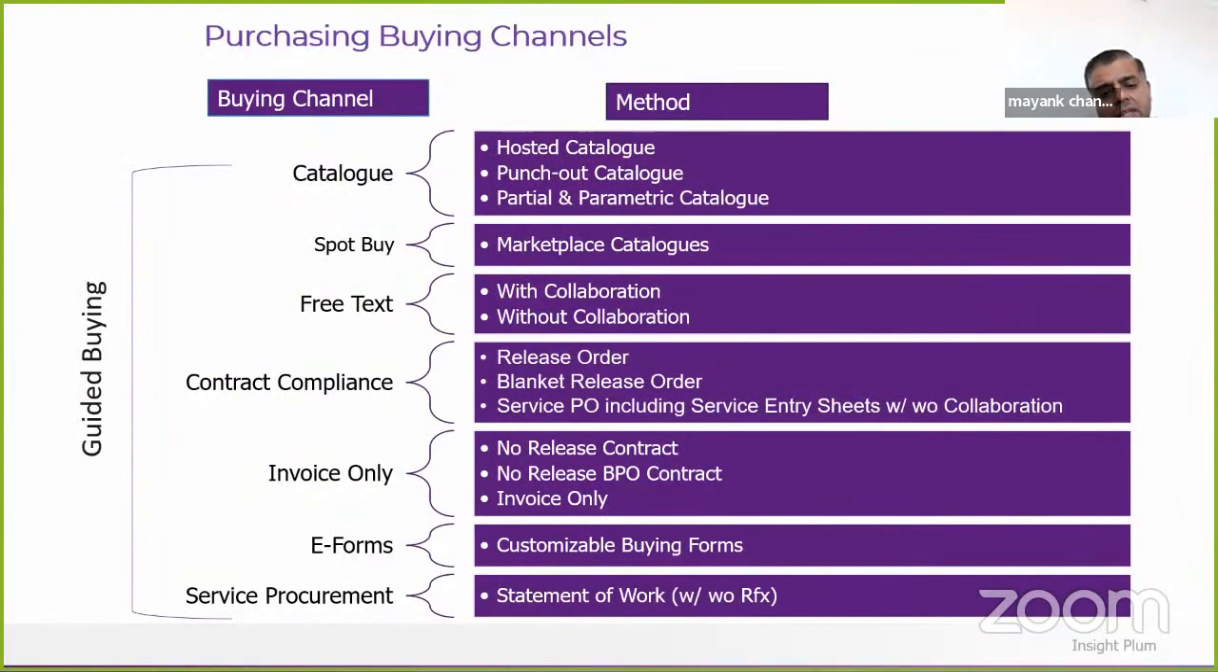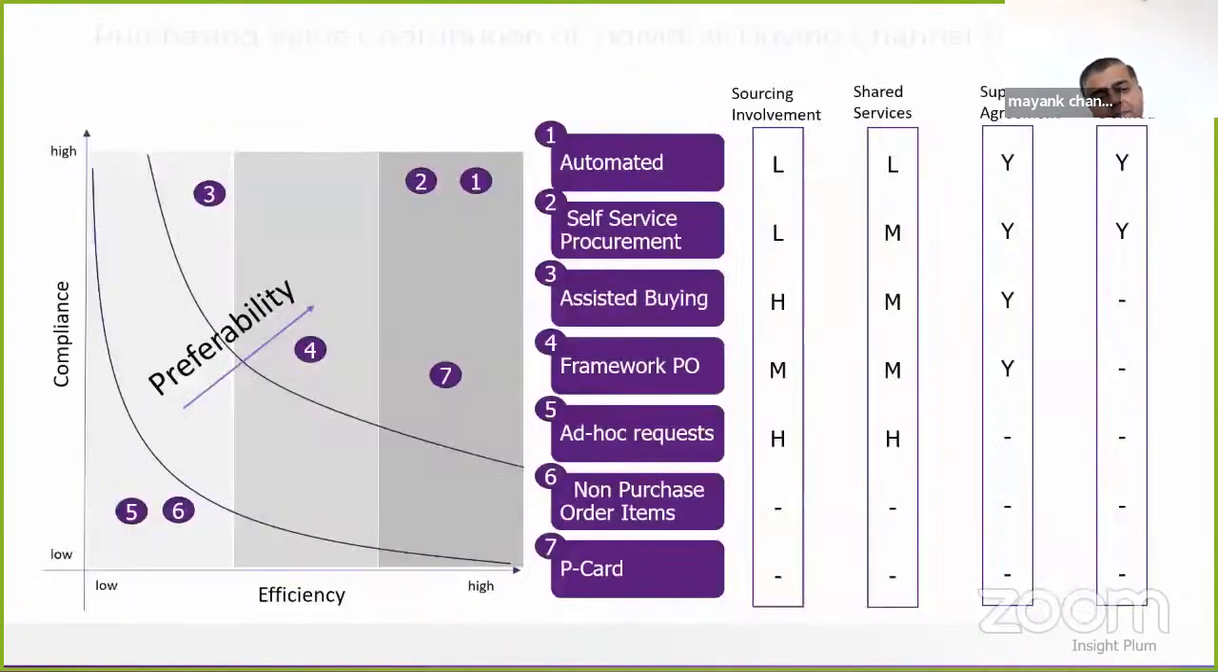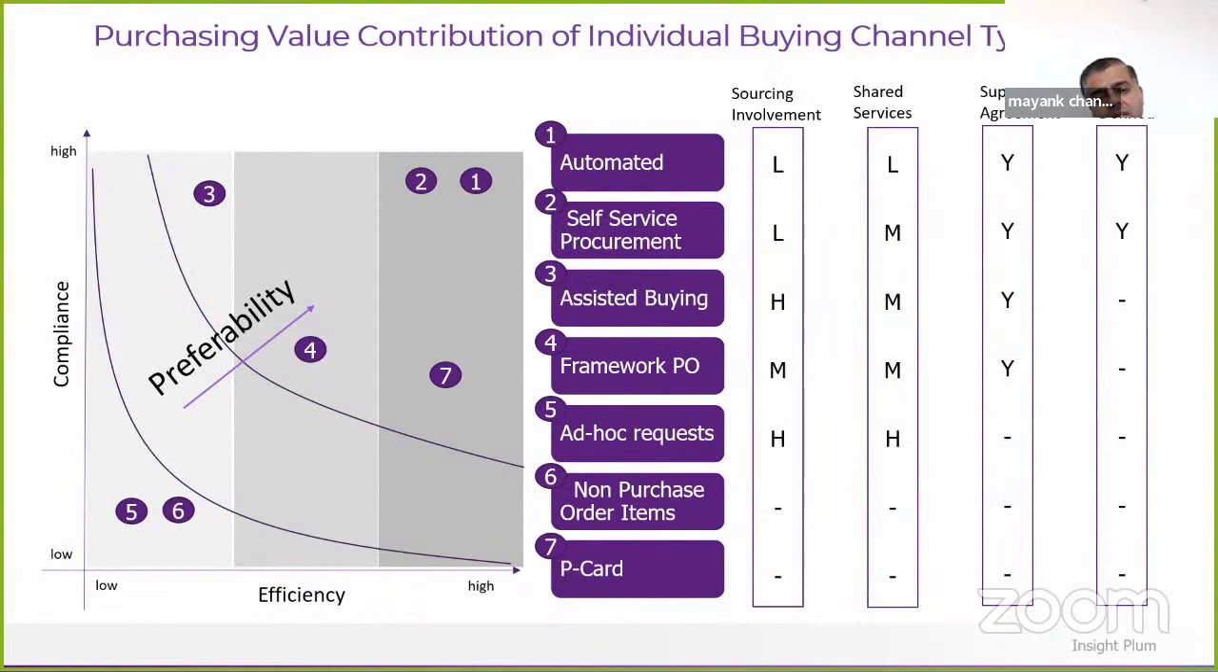Again, talking about the buying channels, these are some of the typical buying channels that you should have in a self-service solution, whether there's catalog or free text, and have embedded compliance built into them, have invoice only, have also got e-forms to customize for your different categories or subcategories, and also support service procurement. The value of different buying channels is that the more it's automated and self-service, the lower is the involvement of the procurement team, meaning you're getting a more efficient process and a more compliant process.